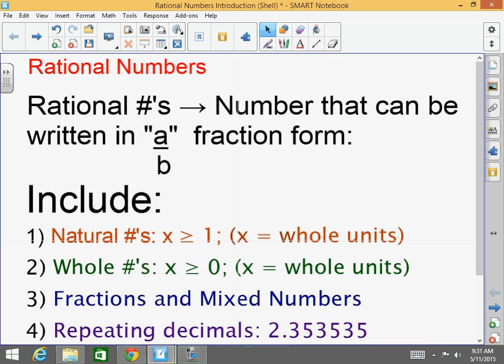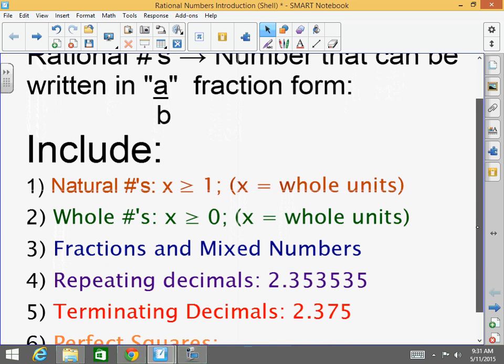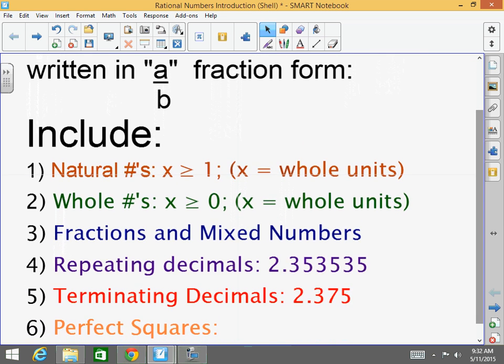Well, rational numbers include natural numbers, and natural numbers are numbers that are greater than or equal to 1, but they're whole units. So natural numbers are things like 1, 2, 3, 4, 5, 6, 7, 8. Natural numbers, if you guys remember, are also called counting numbers. Rational numbers include whole numbers like 0, 5, 12, 15, 19.